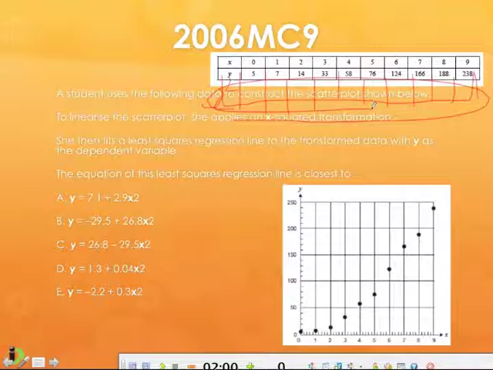Now, I will warn you now, there are other questions like this. This is the most common question that I found to do with transformation on the exams, okay?